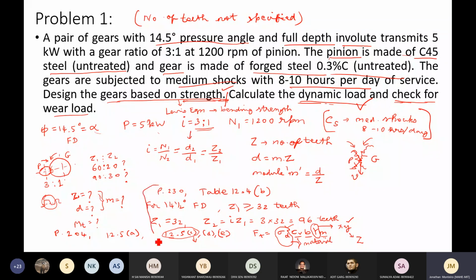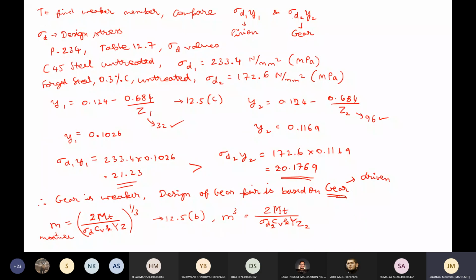This was the table that we chose for 14.5 degree full depth. To avoid interference, what should be the number of teeth? We chose 32 teeth. Using that same number of teeth, and since we had the ratio with us, we calculated the total number of teeth for pinion and gear. And then we went on to select which is the weaker material.